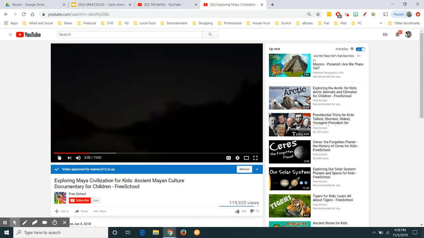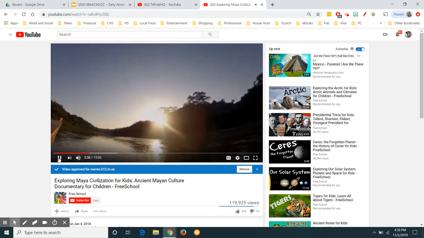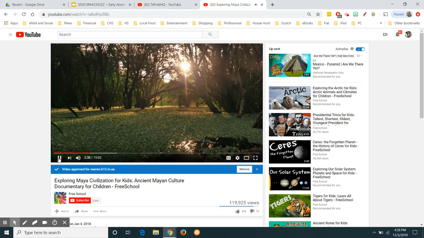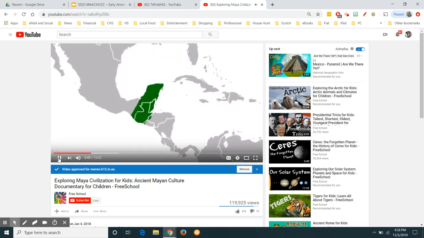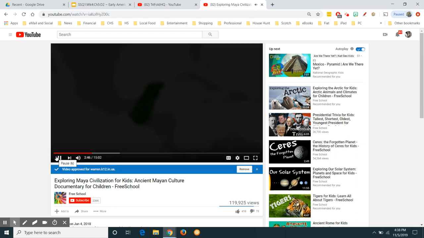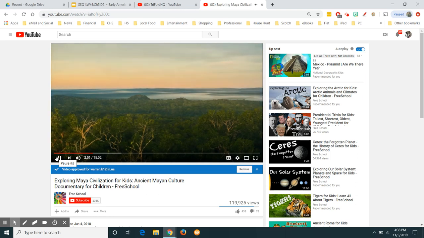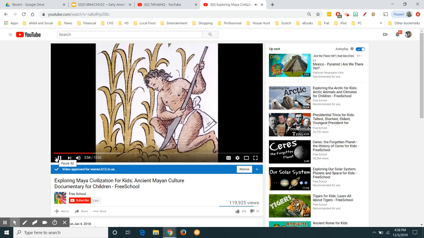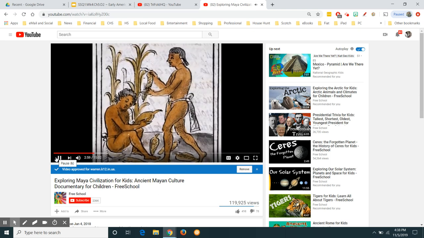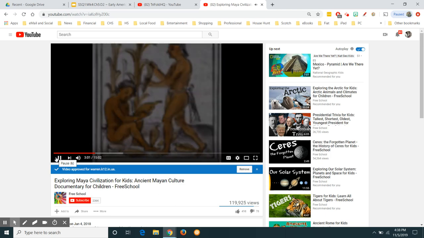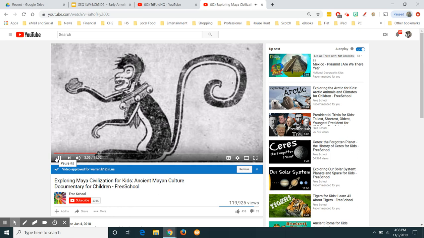Let's continue on to our next section. Maya civilization developed in the thick jungles of Mexico's Yucatan Peninsula, spreading into what is now Guatemala, Belize, western Honduras, and El Salvador. 4,000 years ago, around 2000 BC, the Maya began to farm, cultivating corn, beans, squash, and chili peppers. They would have hunted deer, turkeys, rabbits, monkeys, and iguana.